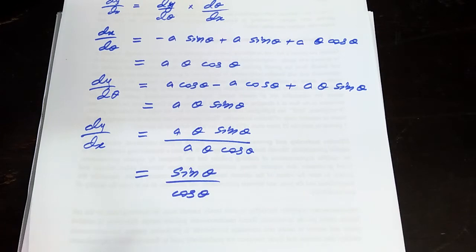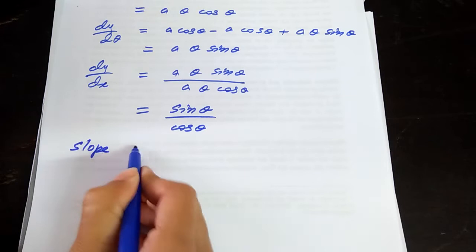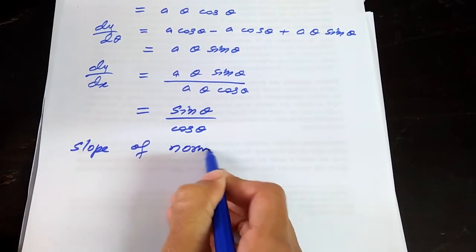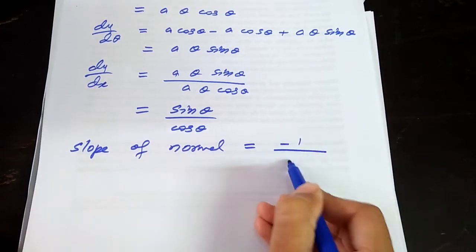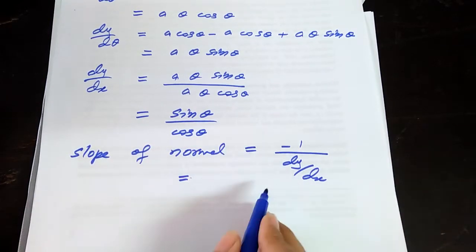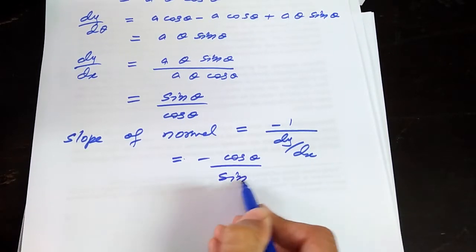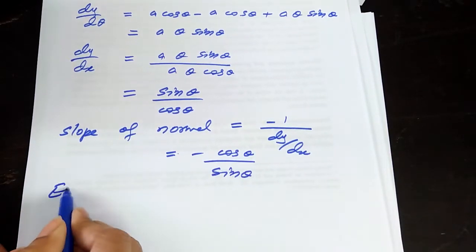Now, this is basically the slope of tangent. Slope of normal will be minus 1 over dy by dx. So it will be equal to, putting the value here, slope of normal will be minus cos of theta over sine of theta.